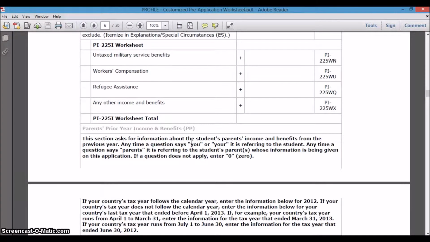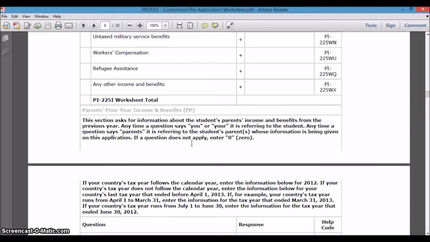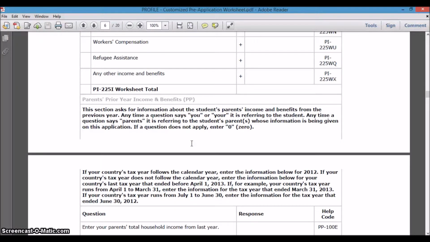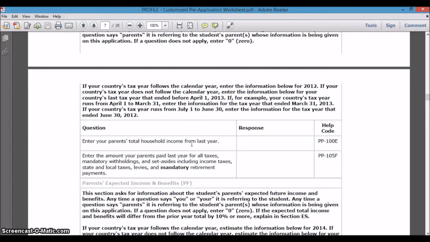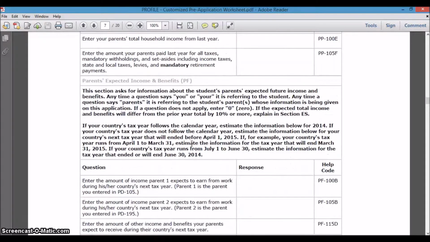The next section is the parents' prior year income and benefits. This section is very similar to the previous section, except it's asking for your parents' income and benefits of the year before. So you use your past year's income and benefits to fill this one out. I know for most of your parents, if they have steady incomes, this is basically going to be the same as the section above, so the answers in here are going to be very similar. However, if your parents change jobs from last year to this year, then some of the answers here might be different.